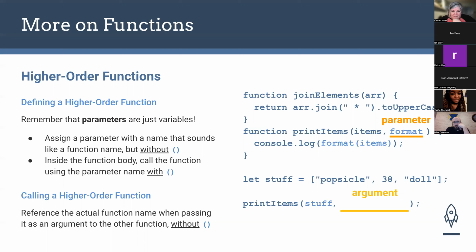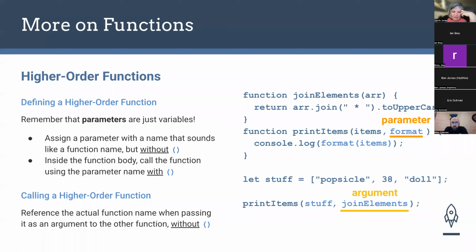So we've got this random stuff, right? Popsicle 38 doll. And we call print items and we pass in stuff. And then we also would pass in the argument. Now, what does the argument need to be if I want to pass the first function into the second function? Another function. Join elements. Yeah, it would be join elements because I've decided that that's specifically the way that I want to format my items at this point.